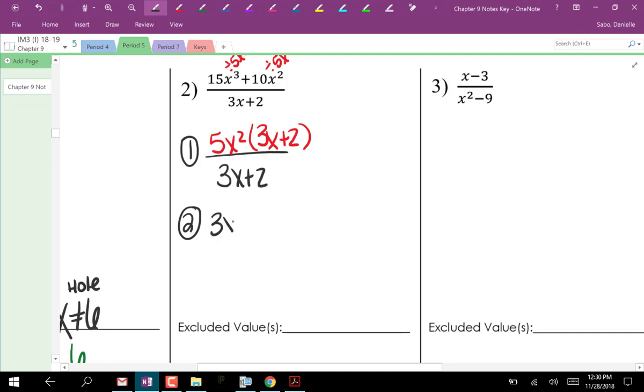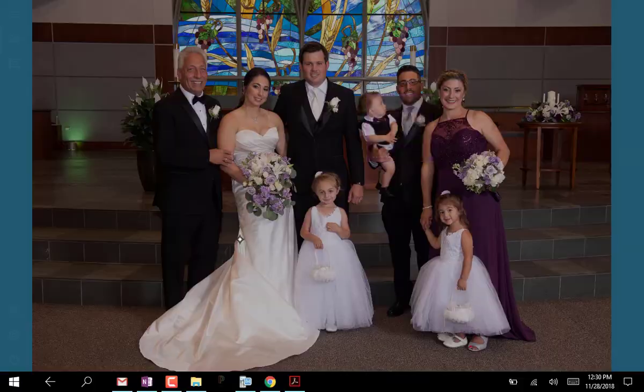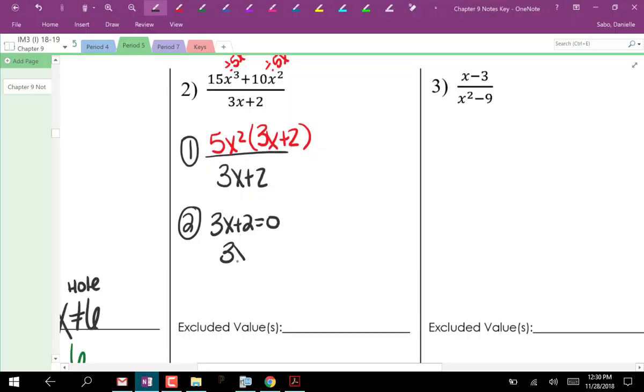The 3x plus 2, we got to set it equal to 0. So we always take that bottom piece, we set it equal to 0. What do I got to do first? Very good. You subtract 2. When I do that, I get 3x equals negative 2.